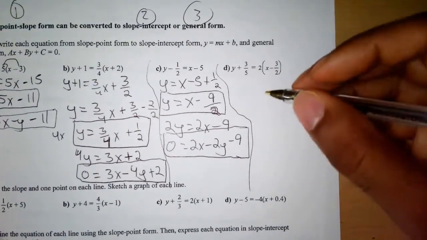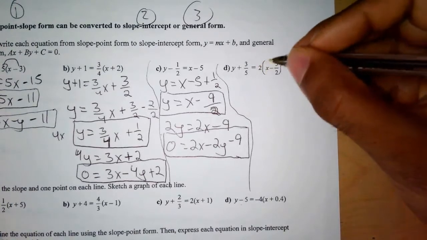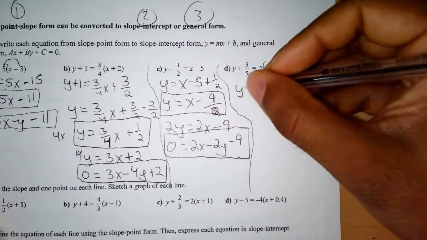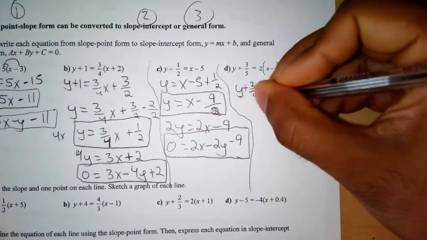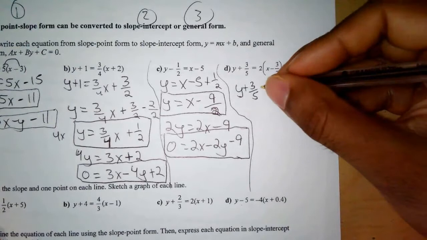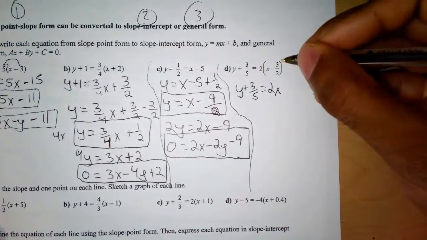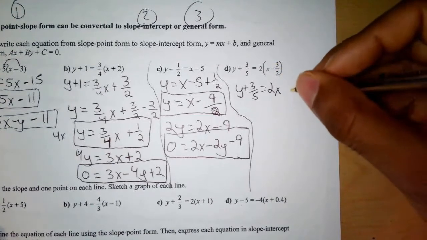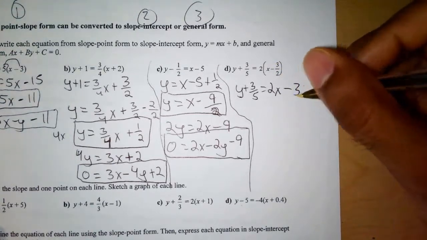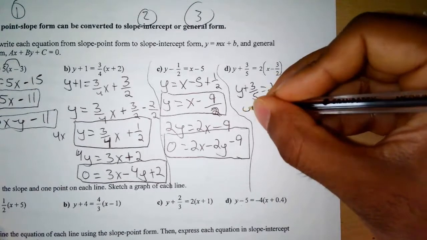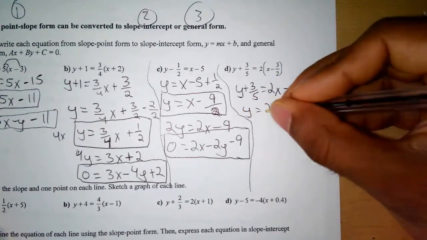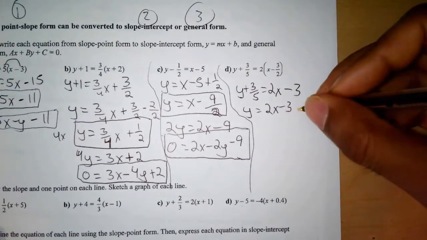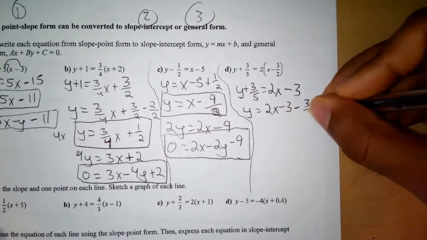Okay, here we're going to do the same thing here. So multiply it in first. So we get y plus 3 over 5 equals 2x. 2 times 3 is 6. 6 divided by 2 is 3, so negative 3. Okay. Now move everything over. So y equals 2x, negative 3 over 5 here, negative 3 over 5 here. So it's going to be minus 3 over 5.